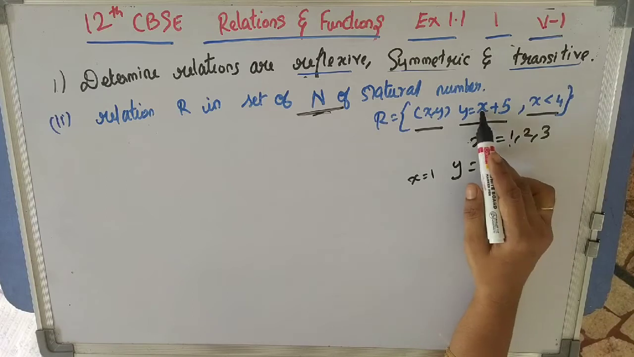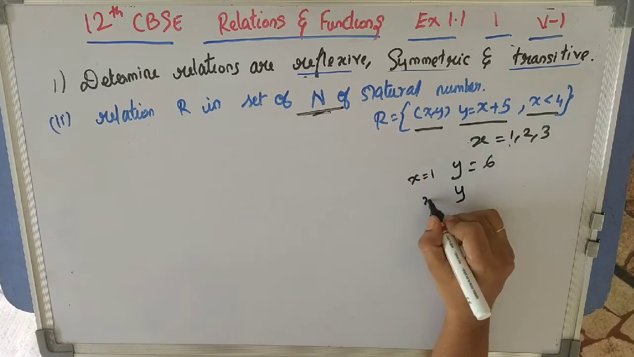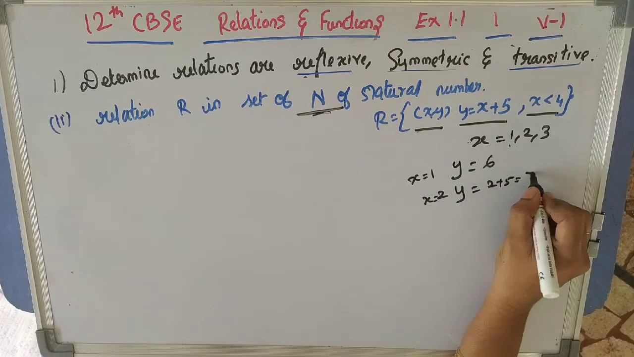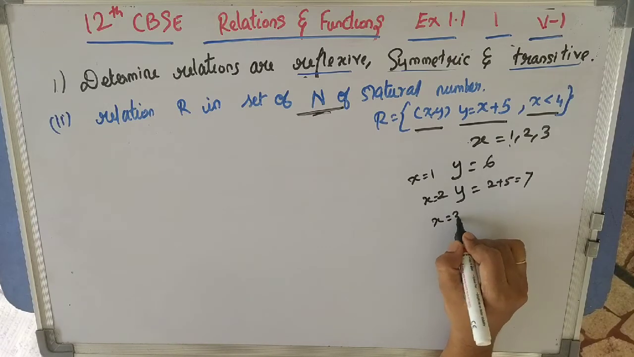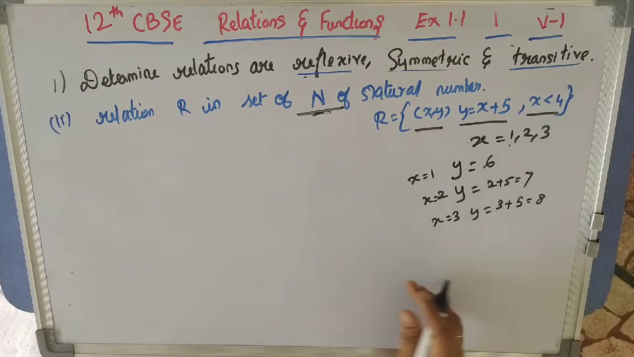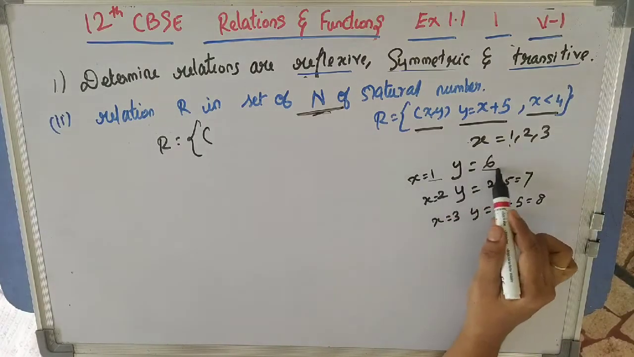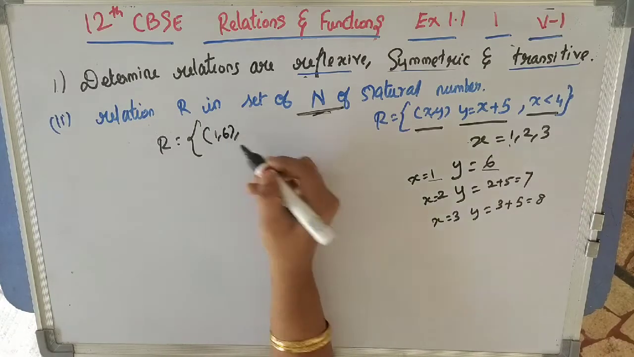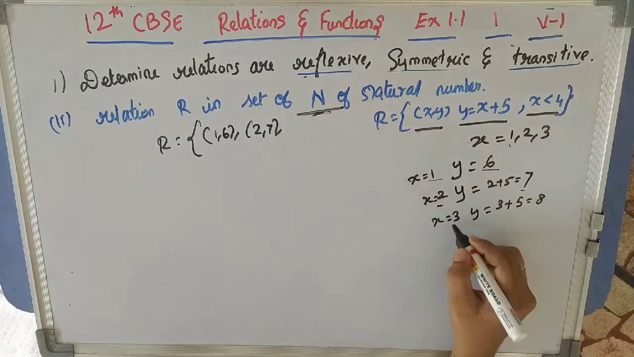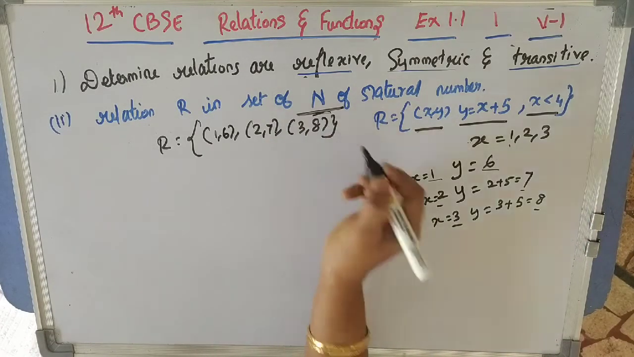So y is equal to x plus 5, isn't it? When x is equal to 1, y is equal to 1 plus 5, which is 6. When x is equal to 2, y is equal to x plus 5, therefore 2 plus 5, which is equal to 7. When x is equal to 3, y is equal to 3 plus 5, which is equal to 8. So with this, can we write the ordered pairs in the relation R? Yes, R is {(1, 6), (2, 7), (3, 8)}. So I have found the ordered pairs in the relation R.